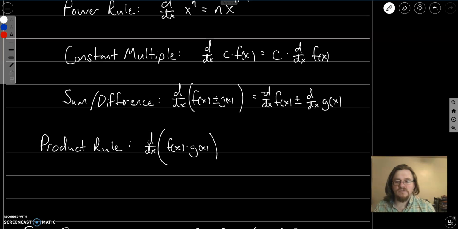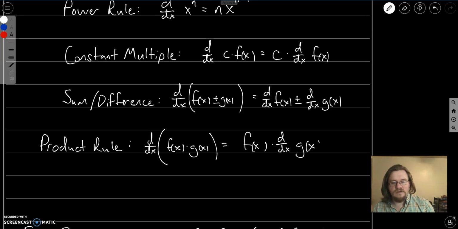What happens when we multiply? And the answer is when we multiply, it's a little bit more complicated, but there's still a nice rule that we can use. So what we do is we do the following. So we have the derivative of f times g. We are going to take f times the derivative of g, and then we're going to add g times the derivative of f.